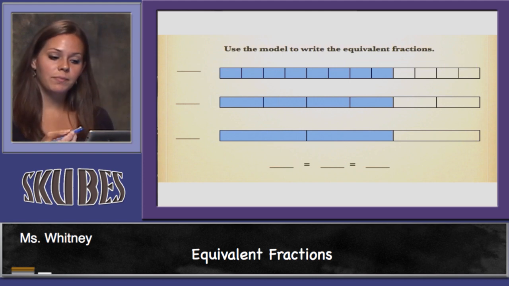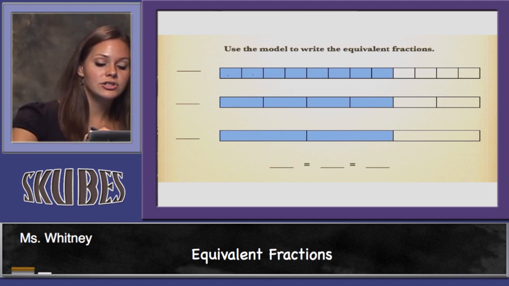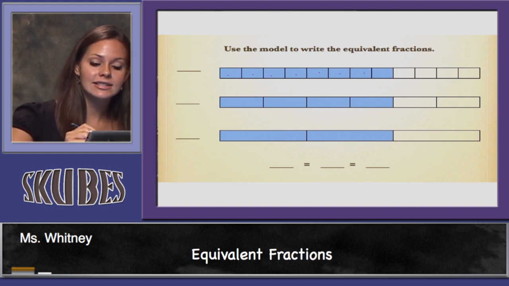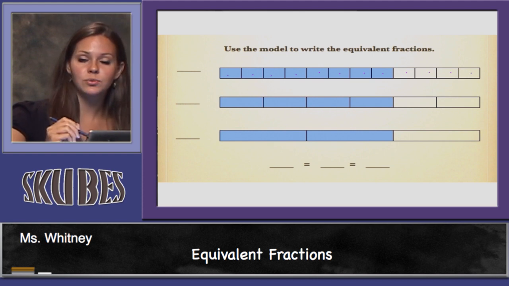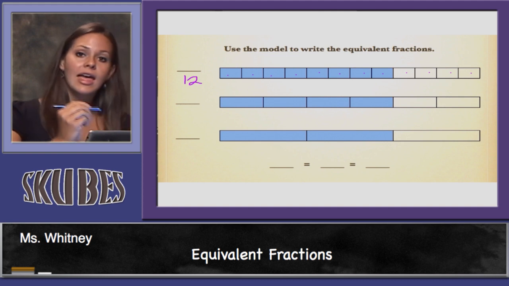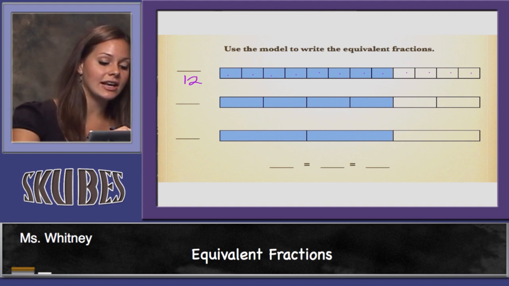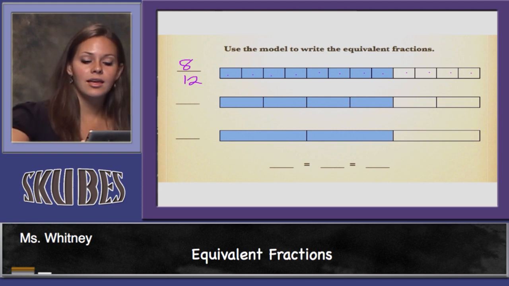Here's another example. Let's start by finding the denominator. 1, 2, 3, 4, 5, 6, 7, 8, 9, 10, 11, 12. There are 12 equal parts, and 8 of the parts are shaded, so the fraction shown is 8/12.